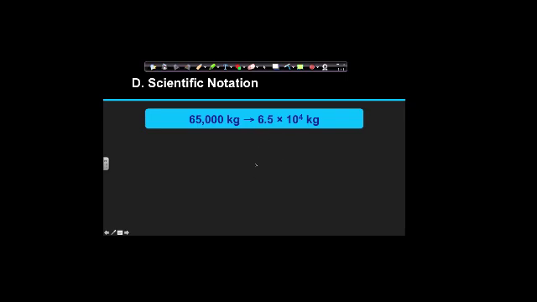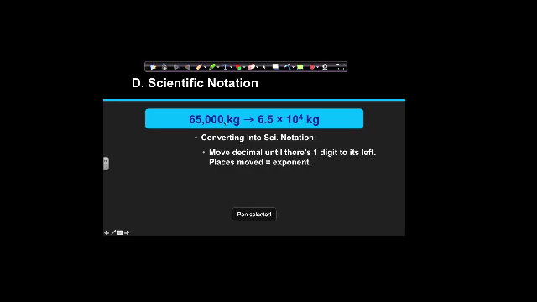So when you're trying to convert to scientific notation, you move the decimal until there's one digit to its left. So it's going to be the decimal and then there's something to the left. Right here, the decimal is not really there. We're going to move it until there's only one number in front of it. So 1, 2, 3, 4. That gives me the first part. It's 6.5. That's my number. Now I need the exponent. Well, I moved it 4 times. That's going to be my exponent.